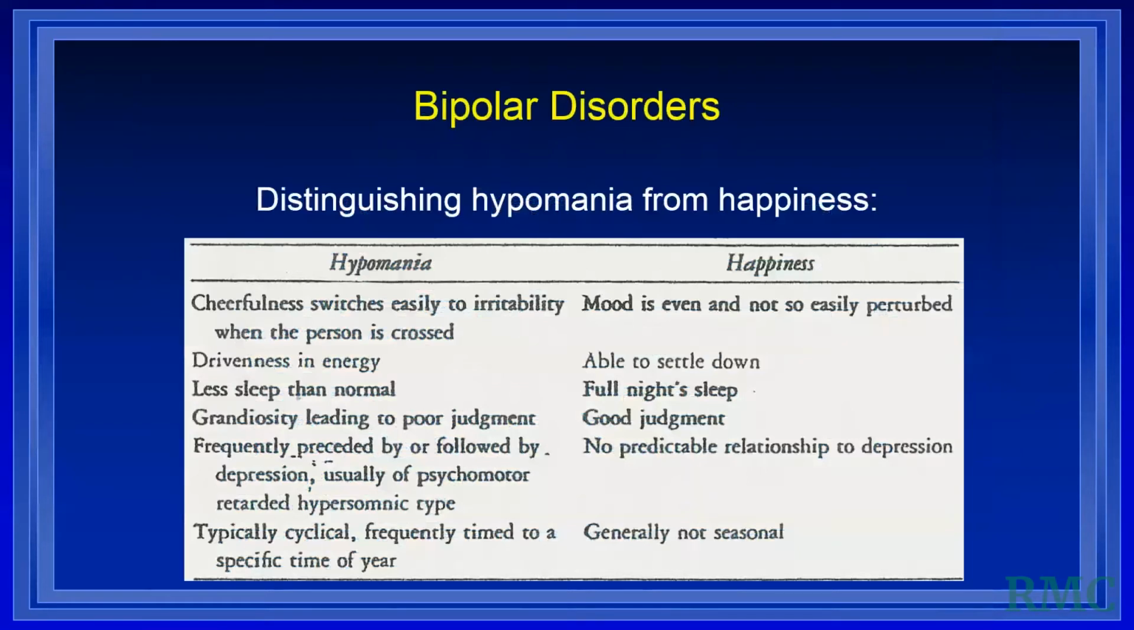How do you distinguish hypomania from happiness? In hypomania, a person's affect can switch dramatically. Cheerful, later on irritable. There's a drivenness and energy. There's less sleep than normal. There's grandiosity leading to poor judgment, and it's cyclical. If you look at happiness, the mood is even and not so easily disturbed. Someone hypomanic can't settle down, someone who's happy can. And a big difference is a full night's sleep.